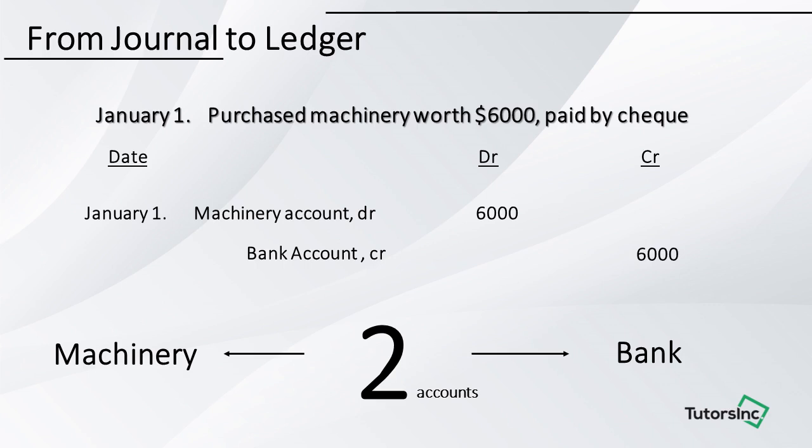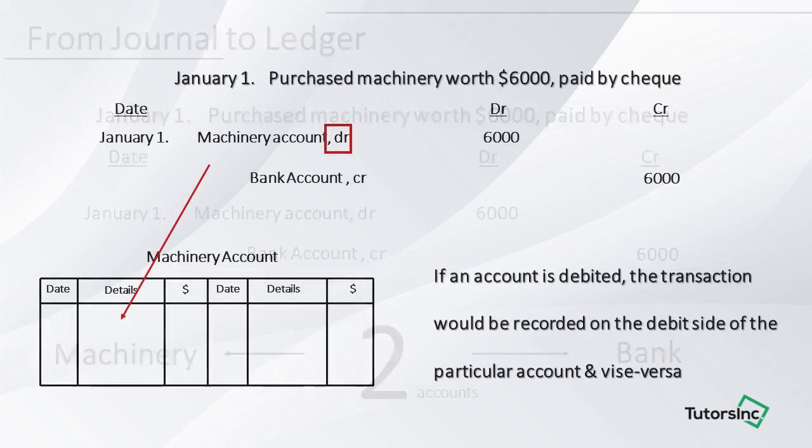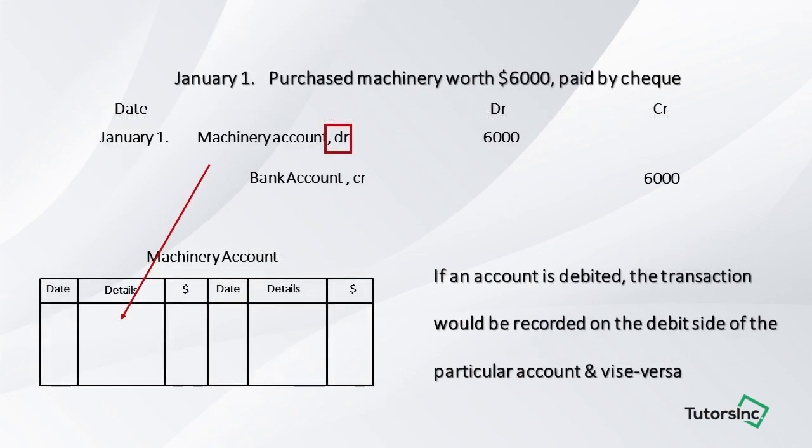Now notice that there are two accounts in this journal entry. Hence, while preparing ledger, we need to make two individual accounts, one for machinery and one for bank. As we know that ledger accounts are individual accounts prepared to record individual transactions. First, we will prepare a T account and name it machinery account. Notice that in this transaction, machinery account was debited.